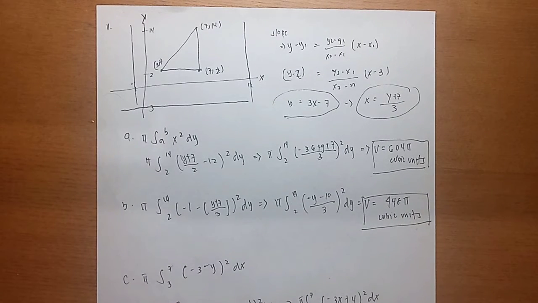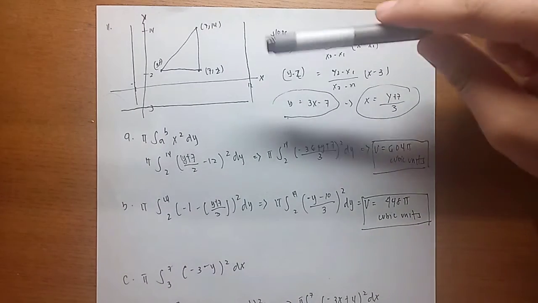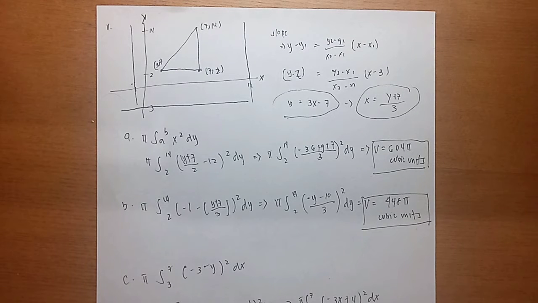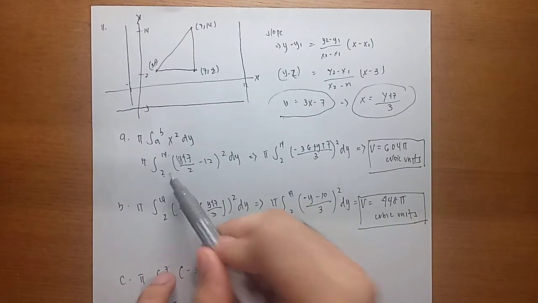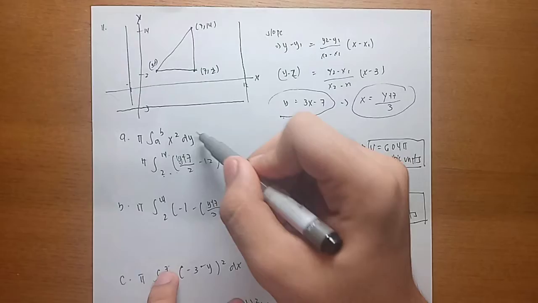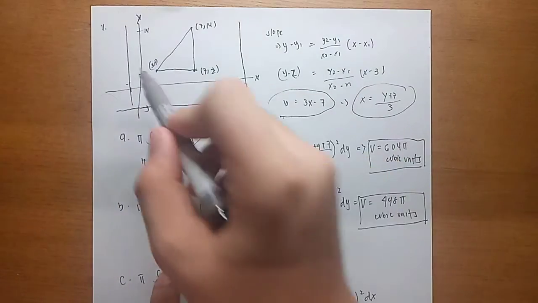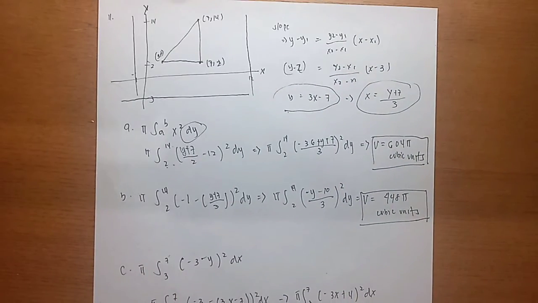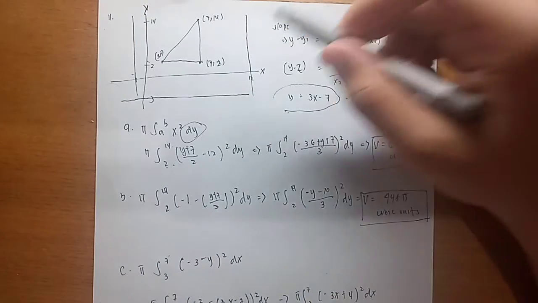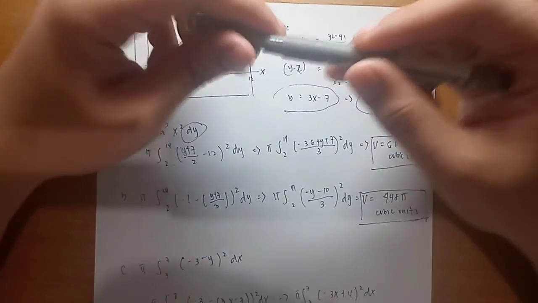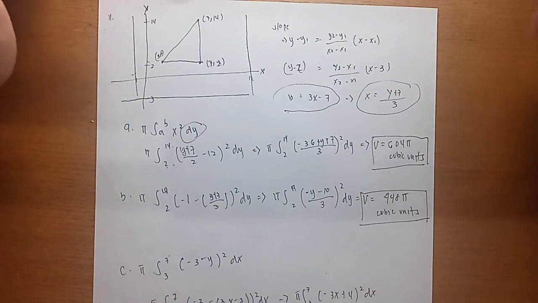So let's move on to the first problem, wherein we revolve it about x is equal to 12. With the formula pi integral of x squared dy from a to b, by simple application, pi integral from 2 to 14, since we use dy, for it is parallel to the y-axis. So pi integral of y plus 7 over 3 minus 12, since we take it about x is equal to 12, squared dy from 2 to 14.